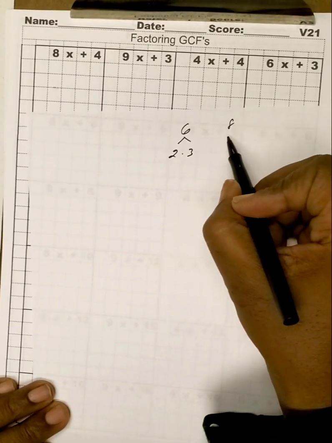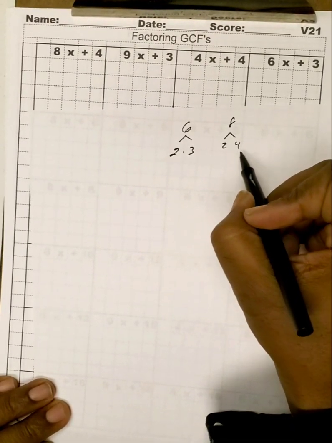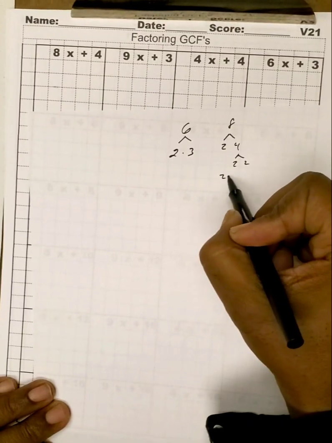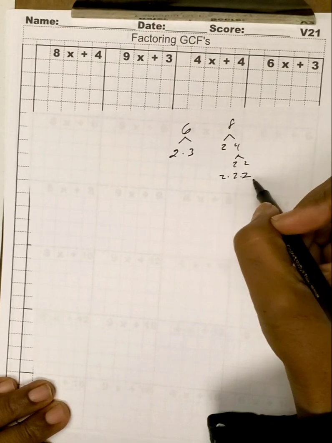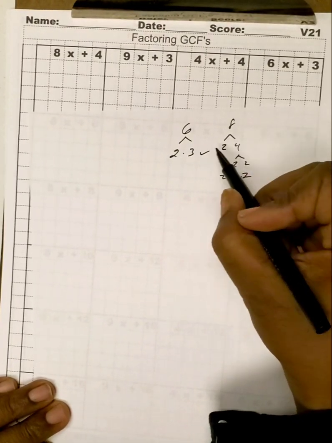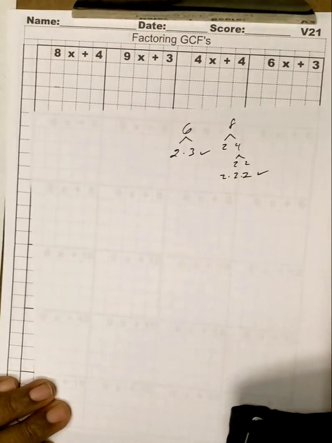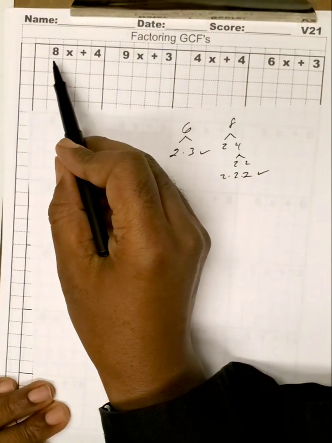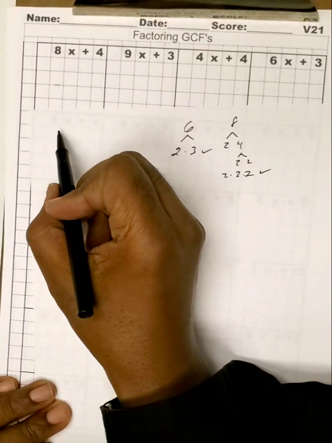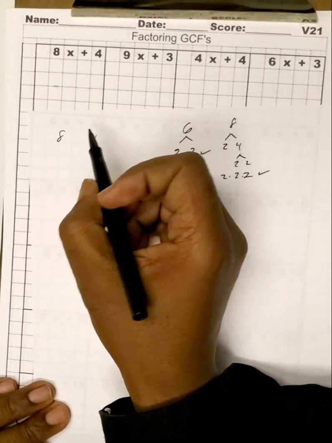Let's say an 8. Well, 8 is 2 times 4, and 4 is 2 times 2. So we got 2 times 2 times 2. So 8 used to be 2 times 2 times 2. So factoring is returning something to what it was before multiplication. So just a reminder, to find the GCF, we're trying to find out what these can be divided by. So this is a review.